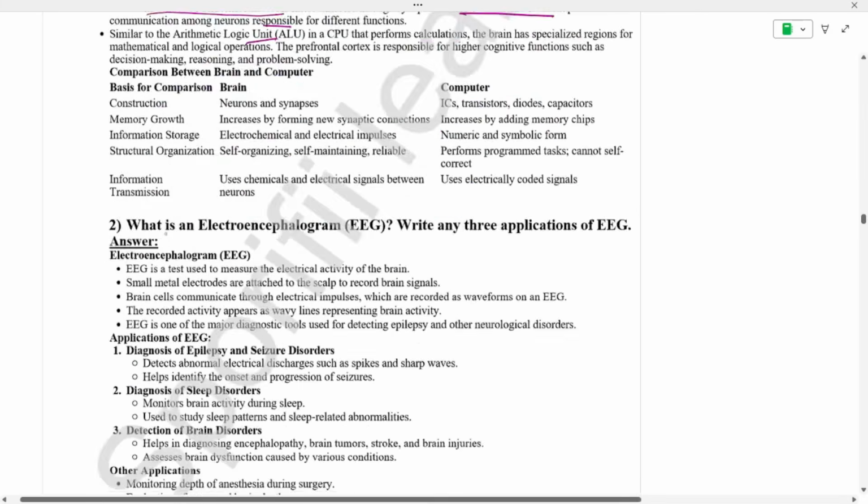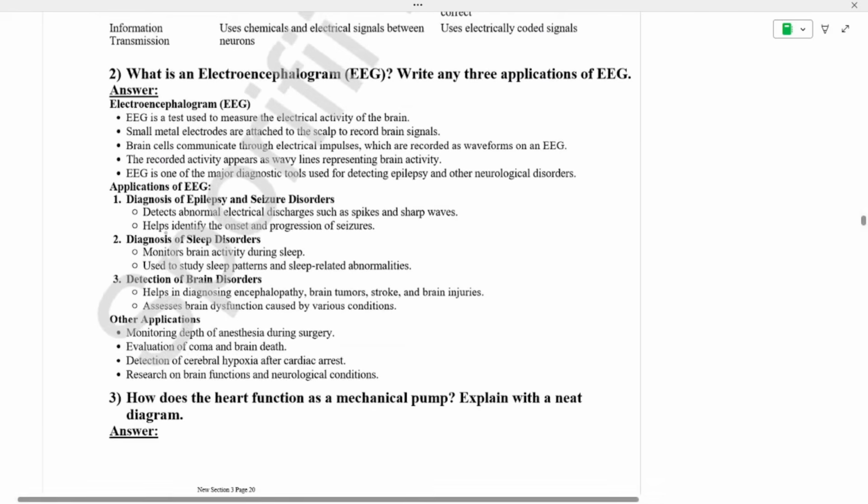Okay, next is about the EEG, that is electroencephalogram. EEG is a test used to measure the electrical activity of the brain. Applications are for epilepsy and seizure disorders, diagnosis of sleep disorders, and brain disorders such as brain tumor, stroke, Alzheimer's, Parkinson's and all; it will be used to diagnose.